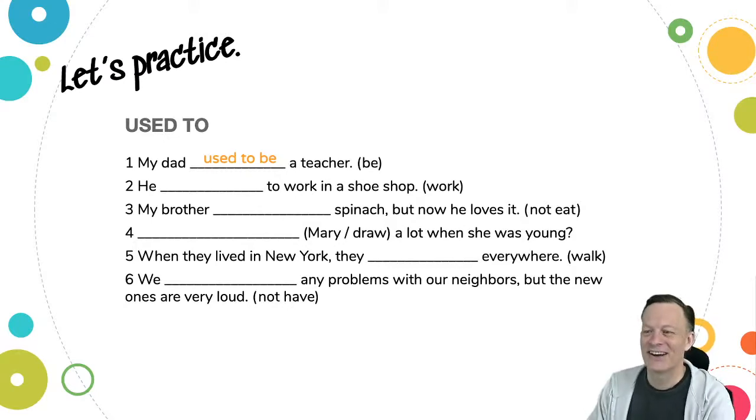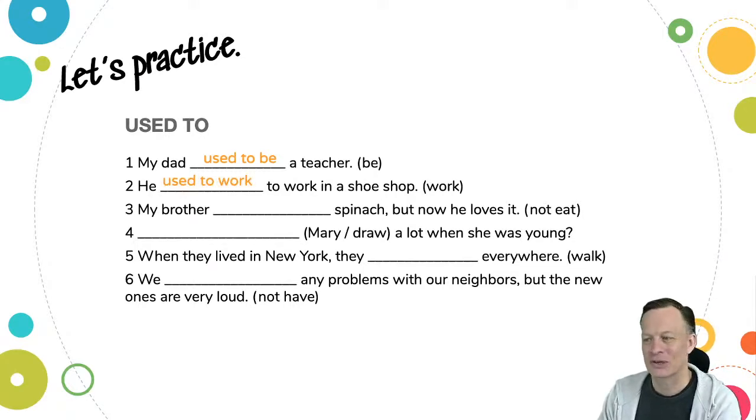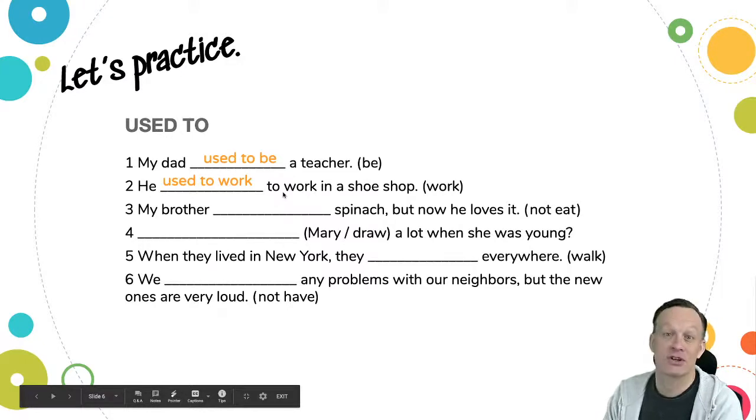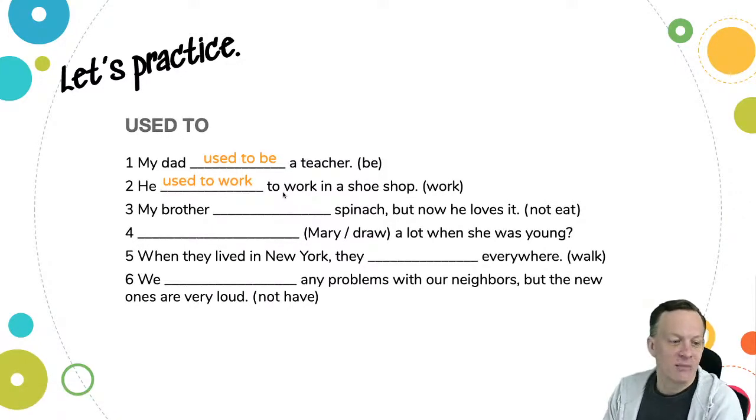All right? So, used to work. He used to work. Very good. He used to work. Used to work. And I put the work in twice. Sorry. Very good. Barbara, excellent. Hugo, no usted this time.